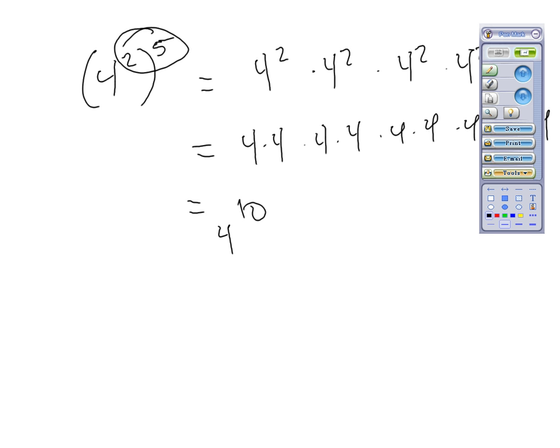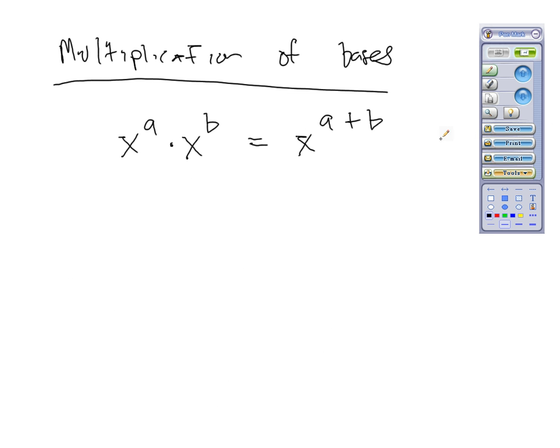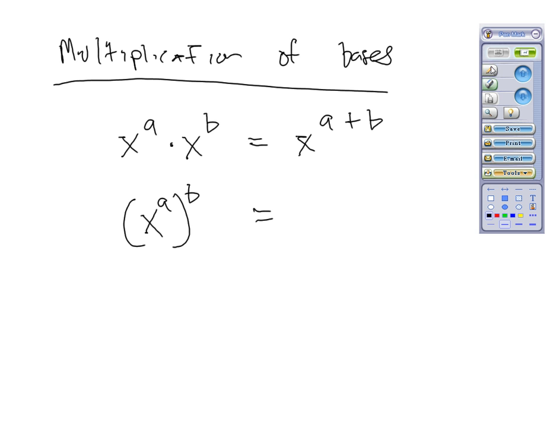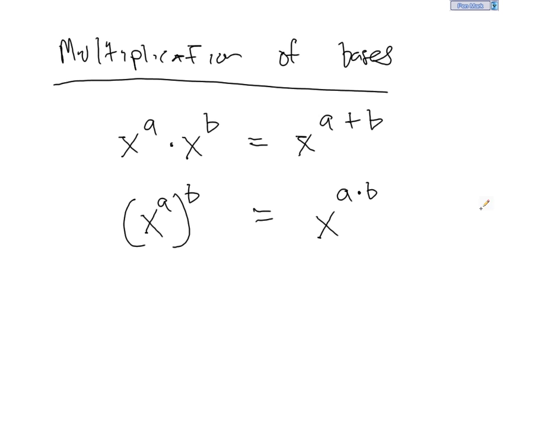So we're going to add to our rule here, which basically says that if I have x raised to the a power, and that entire thing multiplied by itself b times, then I can actually multiply the exponents together and come up with x to the a times b.